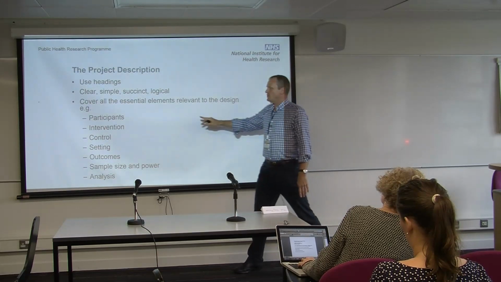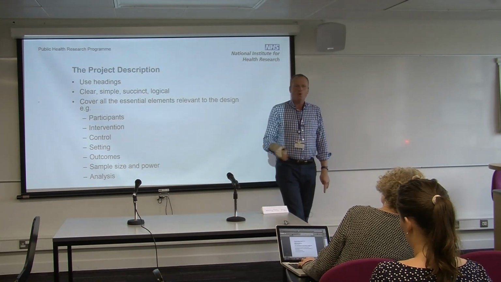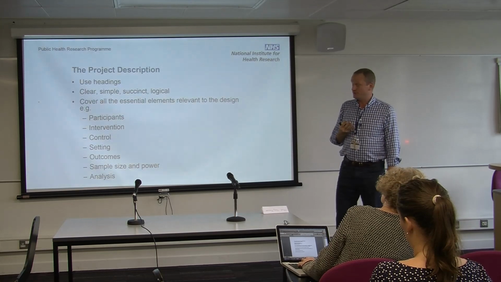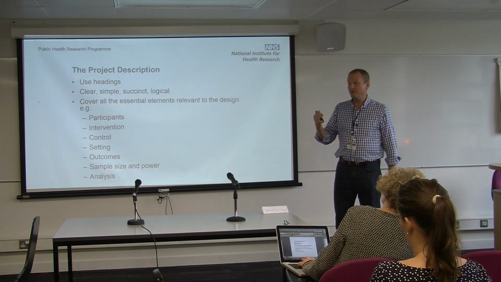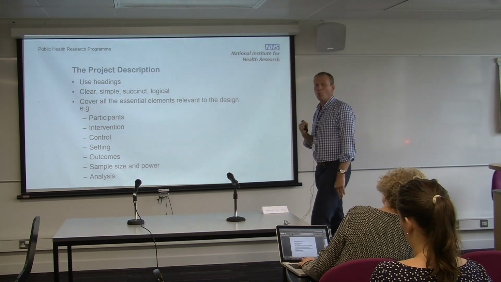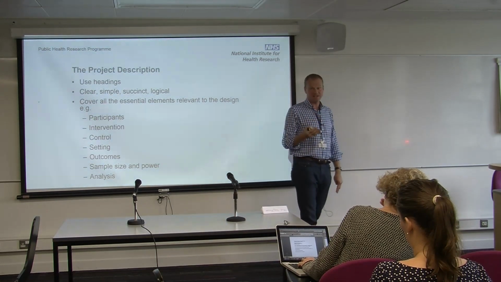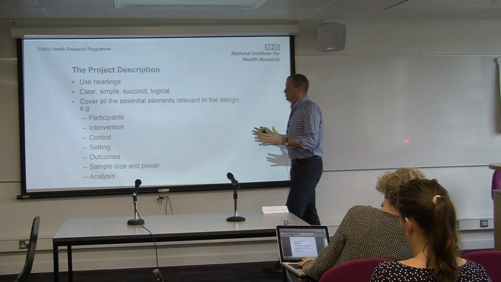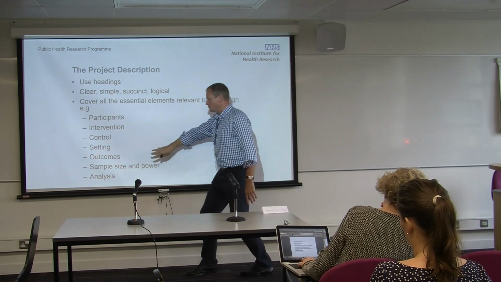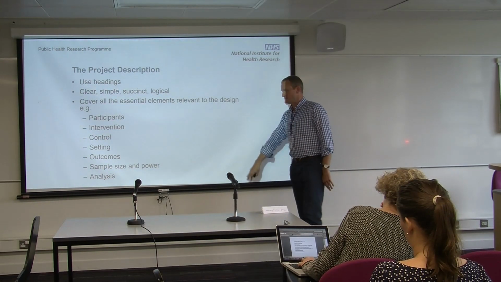So who are you going to include in your study? What is the intervention perhaps you want to investigate? Who are going to be your control population? Where is it going to be carried out? What are your primary and secondary outcomes? So you might have something of primary interest, but you can also look at a number of other things. It's important to state those.